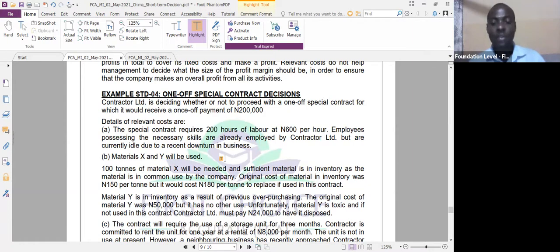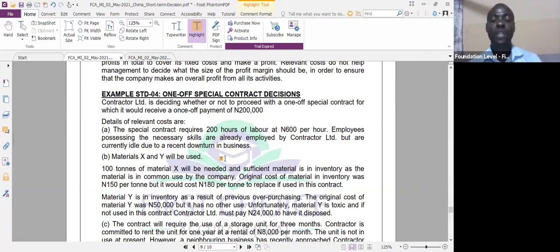But right now, it is in your factory, your warehouse. Material Y is toxic. And if you are not using it for this contract, you may now need to remove it from the store and pay 24,000 naira to have it disposed.